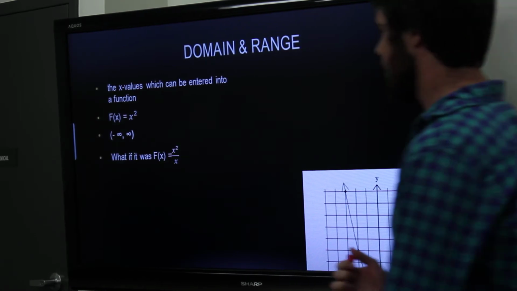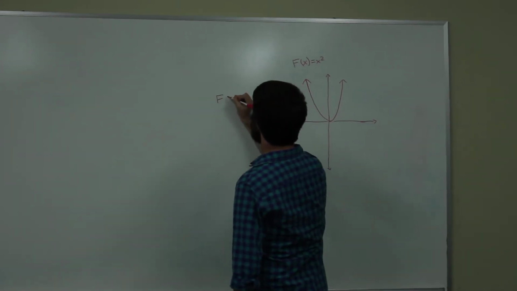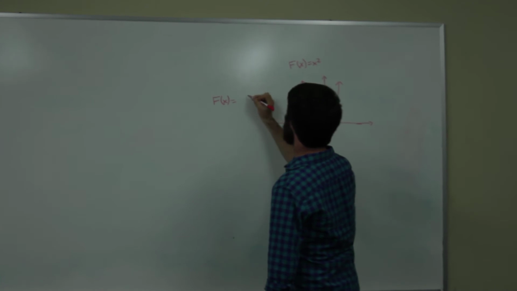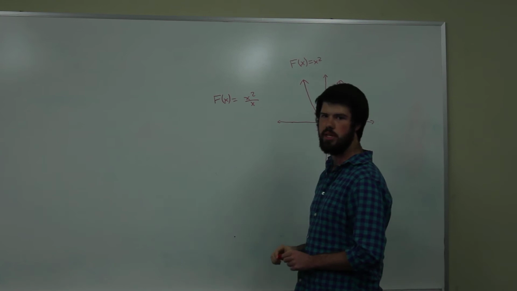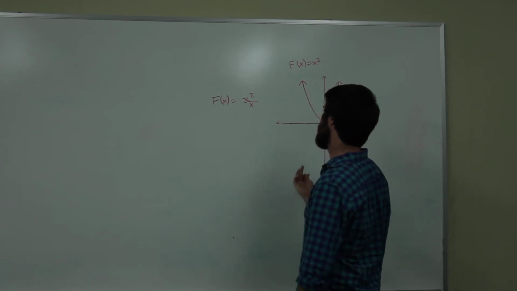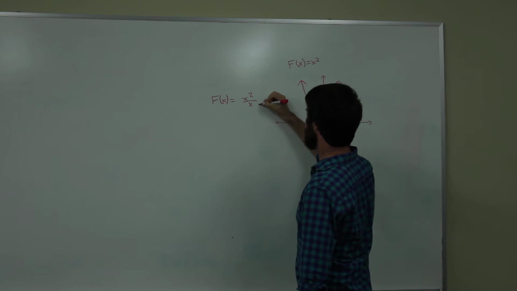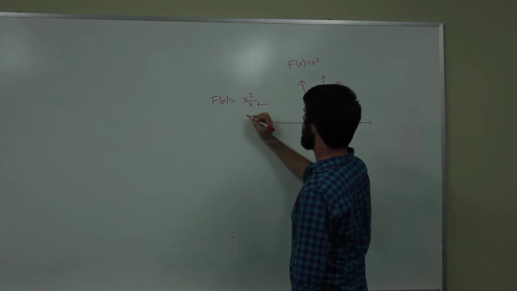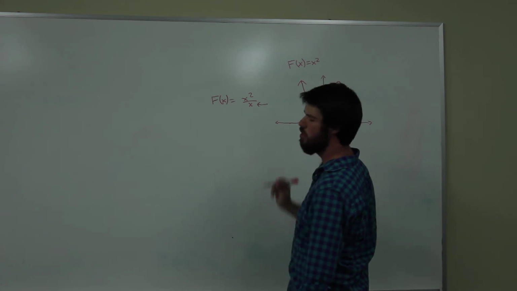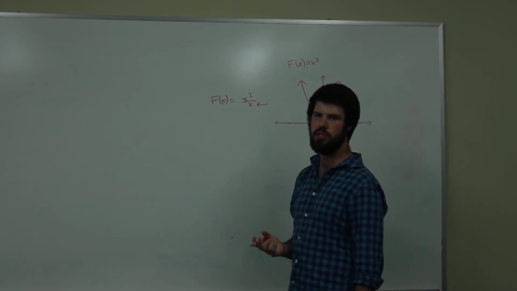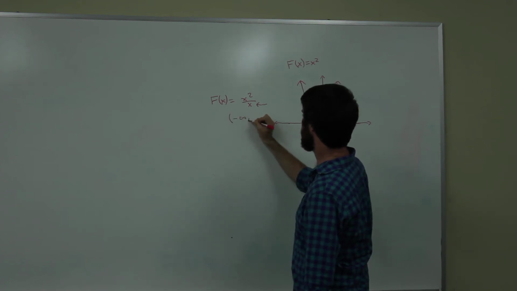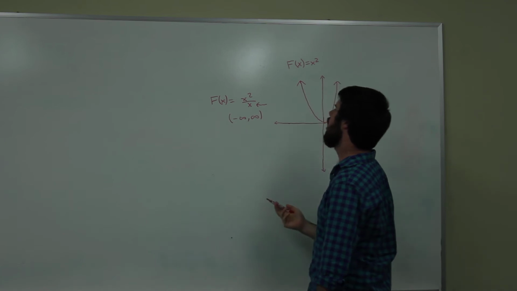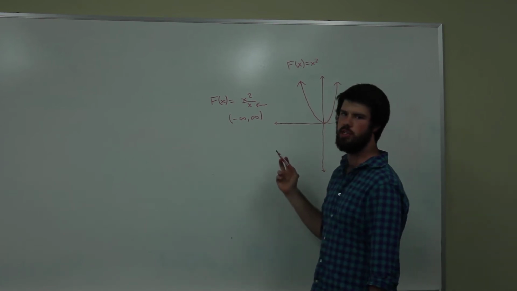So what if it was f of x equals x squared over x? So we have f of x equals x squared over x. I would guess most of you would immediately see a problem with being able to plug in all values in this because of this right here. We have an x on the bottom and we all know that we cannot divide by 0. So we would have to exclude 0 from our domain. And so how do we do that? So we start off with negative infinity to infinity. That's our domain when our function is just simply f of x equals x squared.